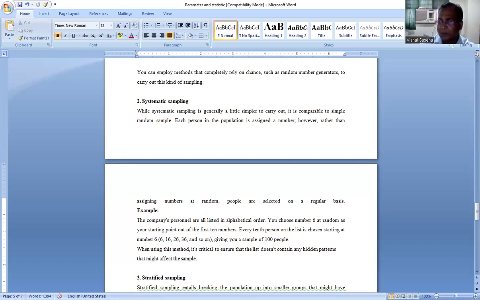Arrange the list in alphabetical order. Suppose we have the data of a company's personnel, meaning the employees of a company. Then first the list should be arranged alphabetically. Then we take the first selection as the sixth.